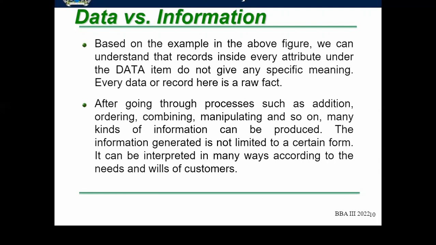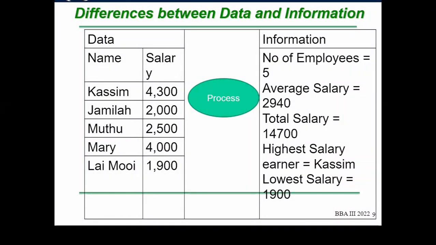information can be produced. The kinds of information that we can look at here are, look at from just this simple data set that we have here. We can ably know how many employees we have from just a look. We can also look at average salary. Average salary means we've added all of them together and divided by the number of employees. Then the total salary is just obtained by addition of all the salaries. Then the highest salary, which is Kasim, and the lowest salary, which is 1,900.